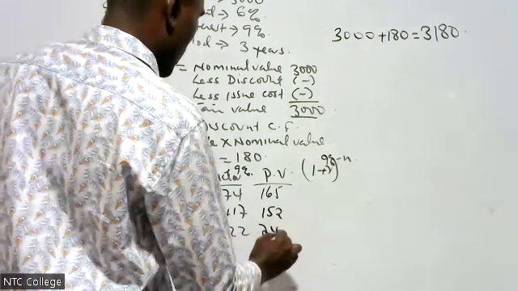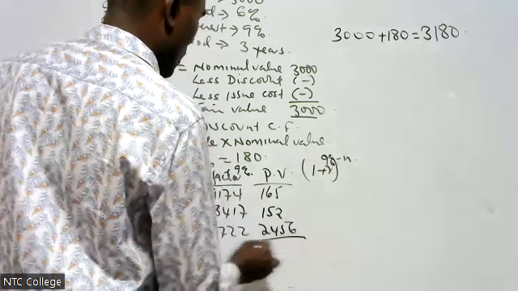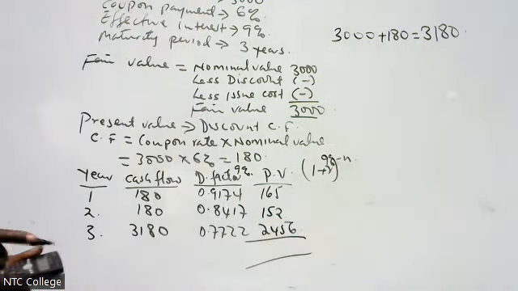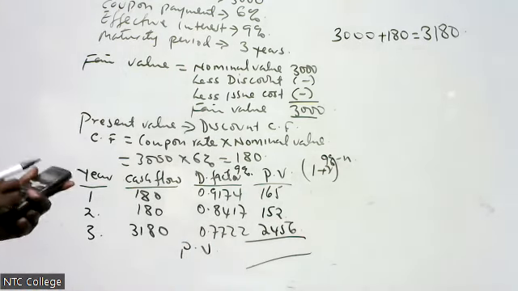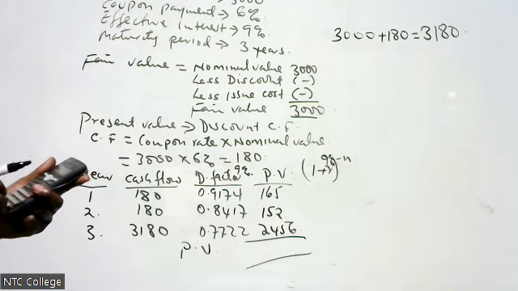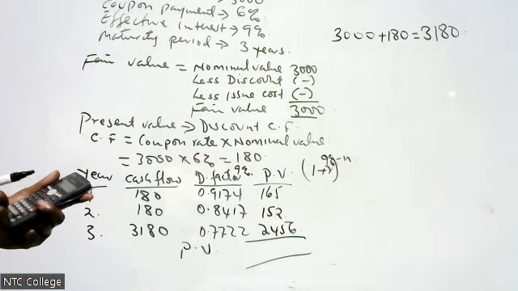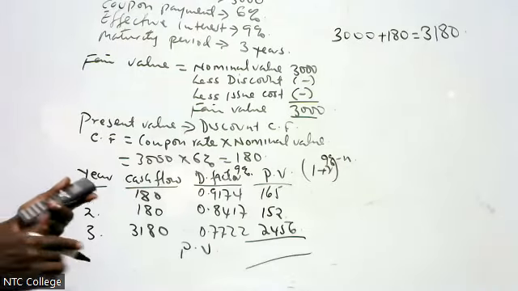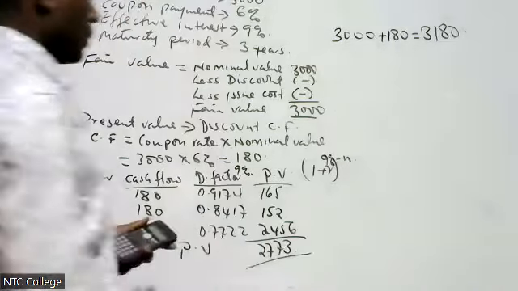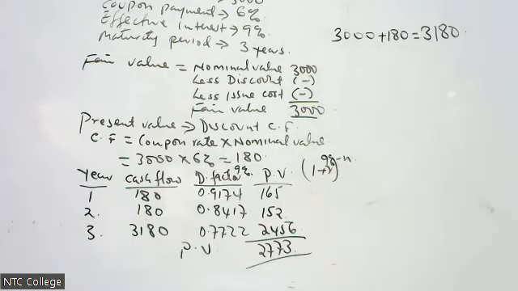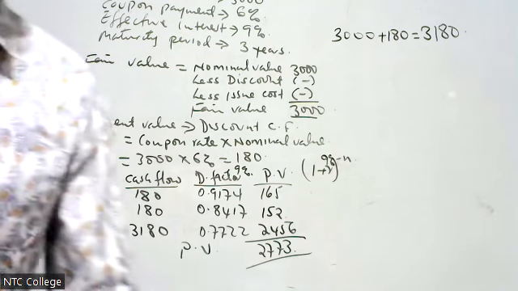Therefore, I will take that 3,180 times 0.22, which gives 2456. Therefore, I add to get my net present value. I add: it will be 165 plus 152 plus 2456, which is 2773. That is the present value which makes up the liability in this bond.